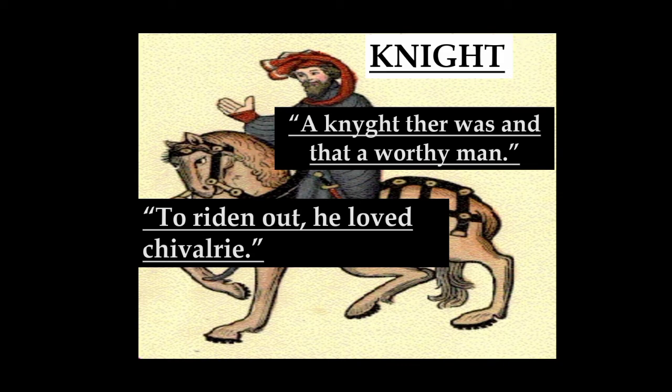So, our first character is the character of the knight. Chaucer has realistically depicted the knight in Canterbury Tales. The knight was a worthy man, having fought well for his king as well as Christianity. Now let's discuss a few examples from Prologue which give us a description of his realism. So Chaucer says, "A knight there was and that a worthy man." Here Chaucer has depicted a realistic picture of a medieval knight.